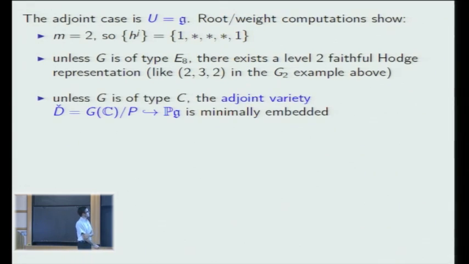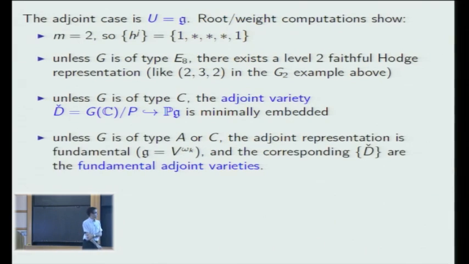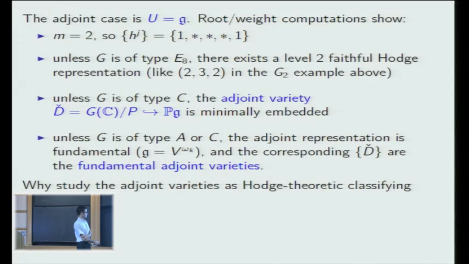And unless G is of Cartan type Cn, the adjoint variety D check is minimally embedded in PG. And unless G is of type An or Cn, the adjoint representation is fundamental, and the corresponding D check are what I'm going to call the fundamental adjoint varieties.